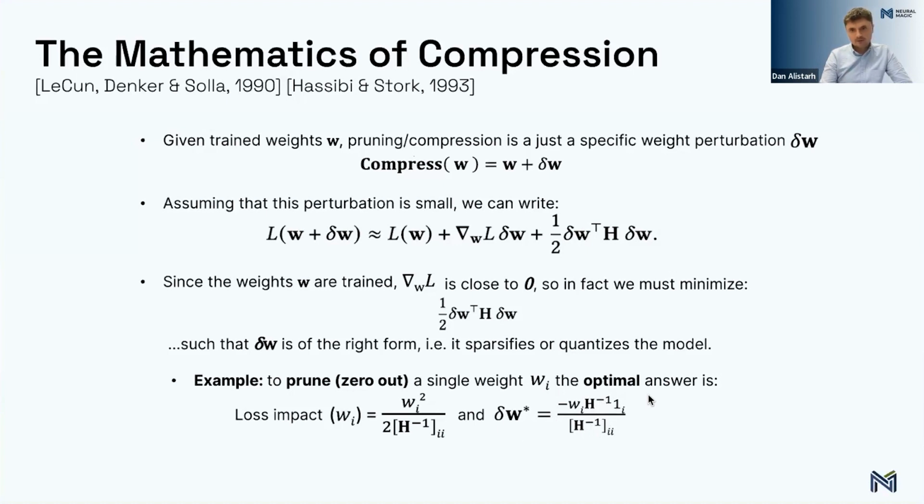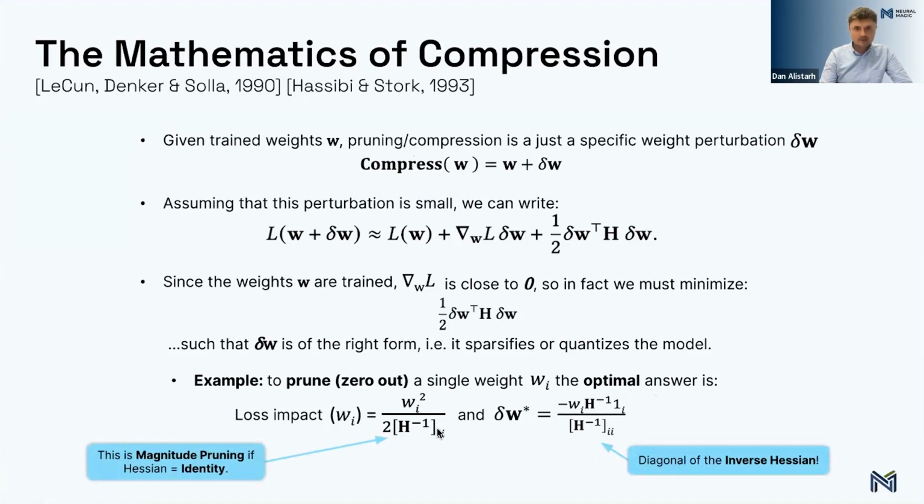And to verify that our math is correct, we can replace this second order derivative by the identity. And we obtain the fact that the optimal weight to remove, assuming this very coarse approximation, would be the weight of minimal magnitude. So we obtain essentially magnitude pruning if we're willing to assume that the Hessian is the identity, which means that our weights would be uncorrelated.